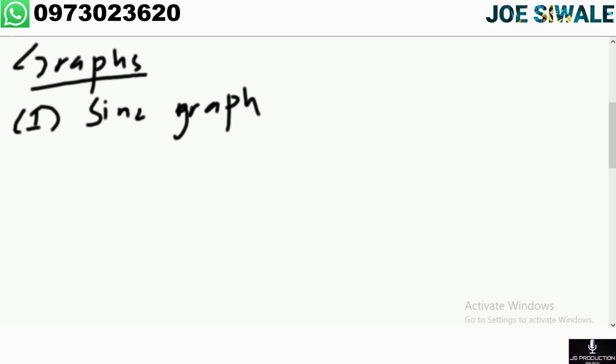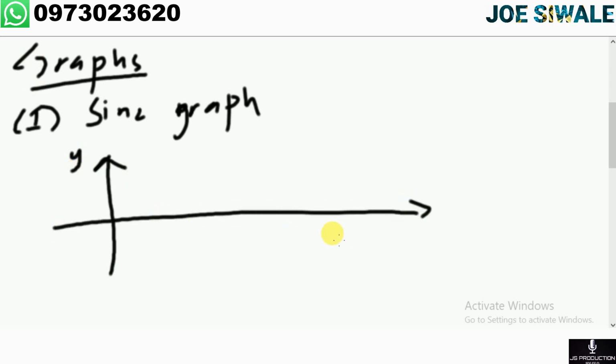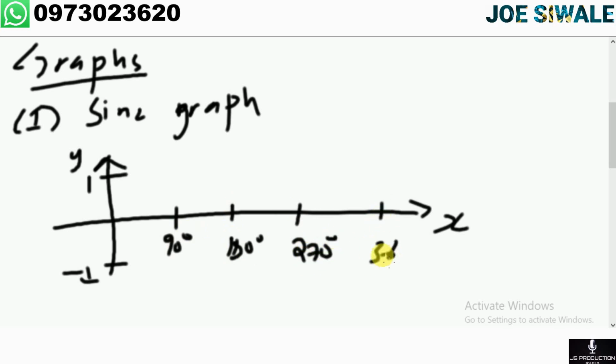So the first graph that we are going to draw is that of sine. To draw the graph of sine, I'm going to draw my y-axis, and I have my x-axis there. So I have 1 and -1. Then I have 90 degrees, 180 degrees, 270 degrees, and 360 degrees. The first point is 0, 0. The second point is 90 degrees, 1. The third point is 180 degrees, 0. The fourth point is 270 degrees, -1. And the fifth point is 360 degrees, 0. So the graph is going to look in this way.